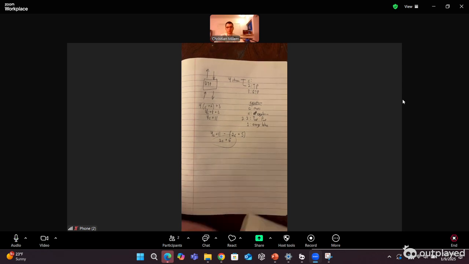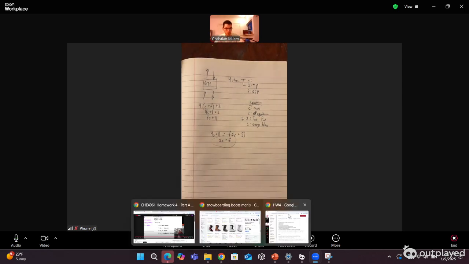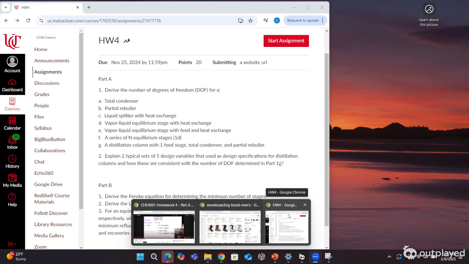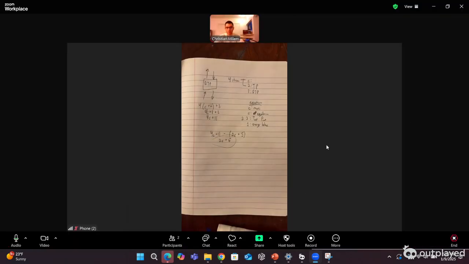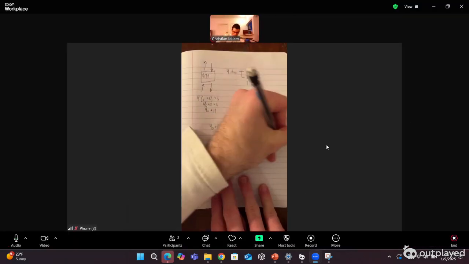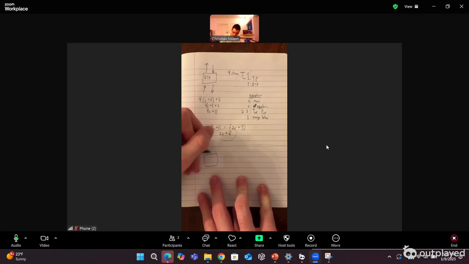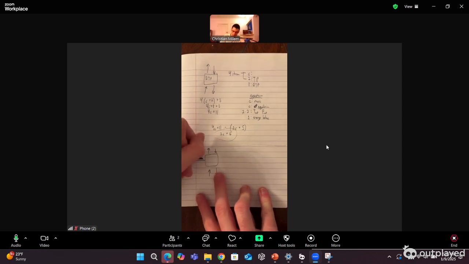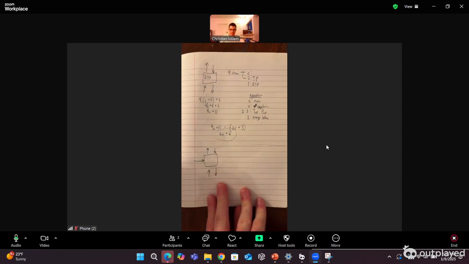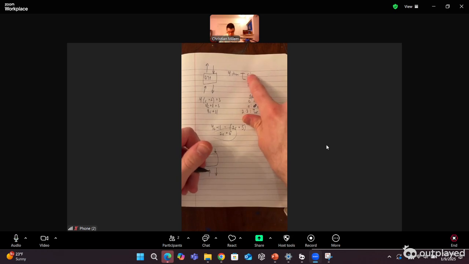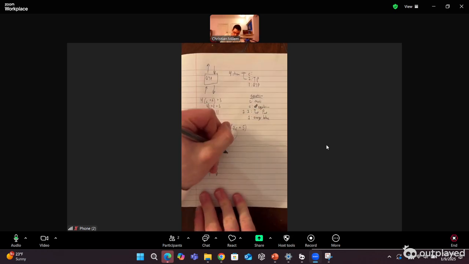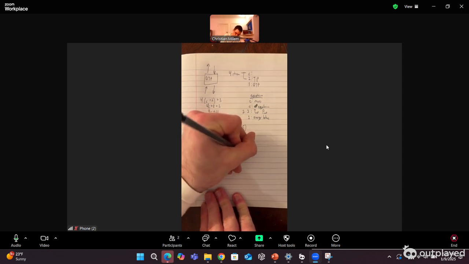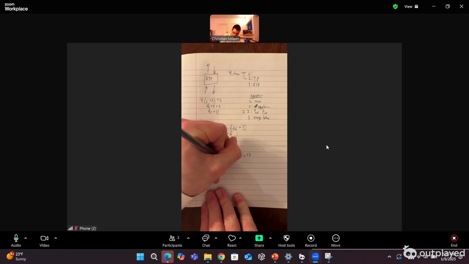And then we have vapor liquid equilibrium stage with feed. Okay, with feed. So that's going to be the same thing. So everything holds up, except we also have the feed stage. So that's just one more stage. So that's going to be an extra C plus 2. So that's going to be 2C plus 6 plus C plus 2, which comes out to 3C plus 8.